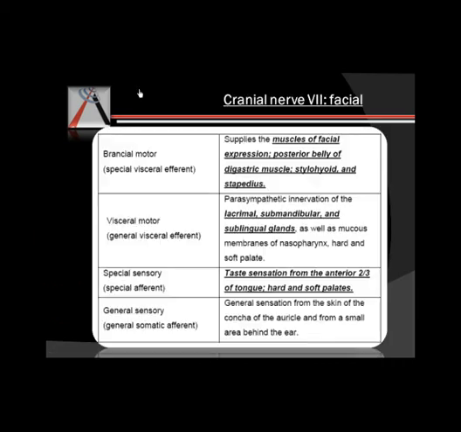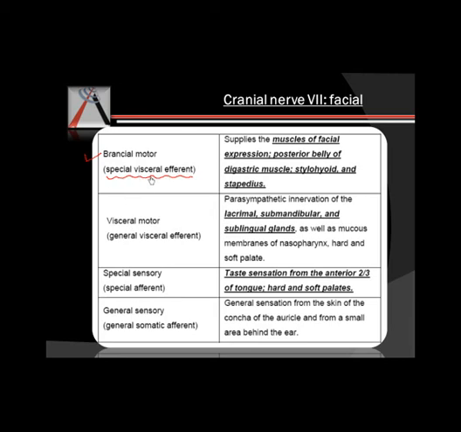Next we come to the cranial nerve 7, the facial nerve. In the facial nerve, we'll try to understand its major divisions. First we'll see the major components of the facial nerve. The branchial motor or the special visceral efferent. The names are important. We'll see how. We'll also see what they mean.